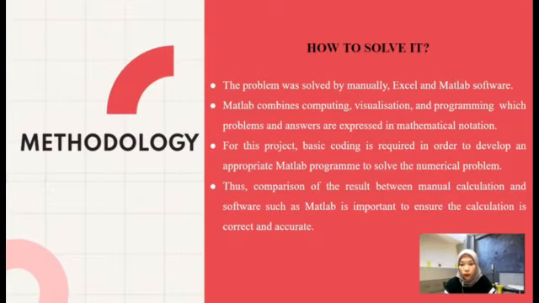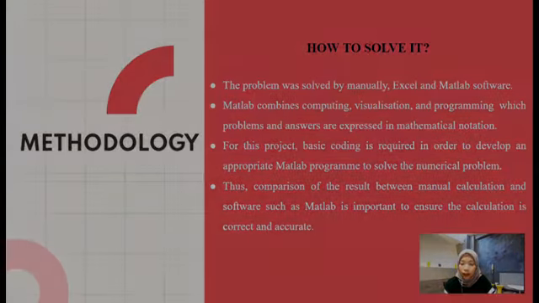MATLAB combines computing, visualization, and programming, where problems and answers are expressed in mathematical notation. For this project, basic coding is required in order to develop an appropriate MATLAB program to solve the numerical problem. Thus, comparison of the results between manual calculations and software such as MATLAB is important to ensure the calculations are correct and accurate.